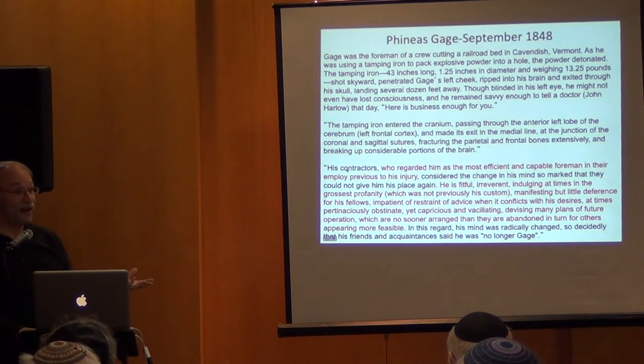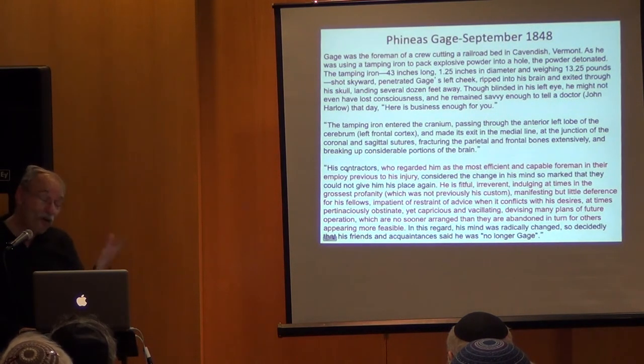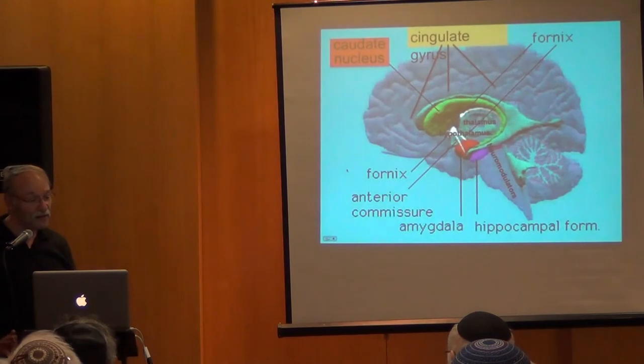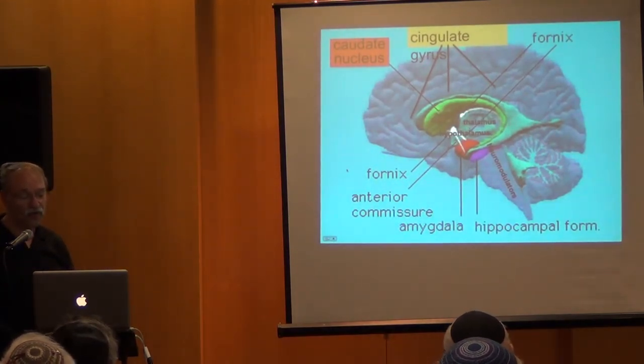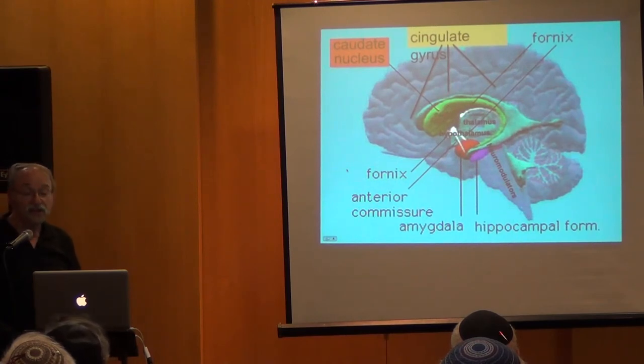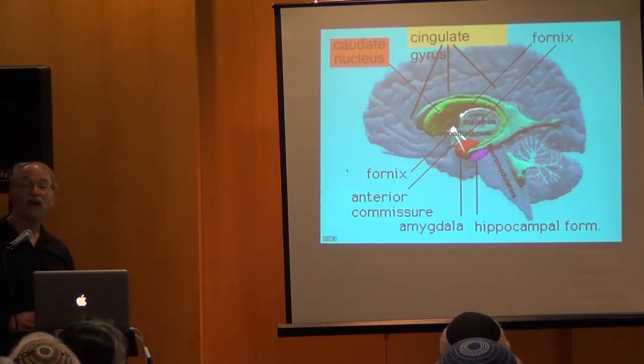He's no longer Gage. I also find this form of argument weak, and we will go through some of those arguments in the next section. But this is a major limb, if you will, in the argument for the absence of free will.